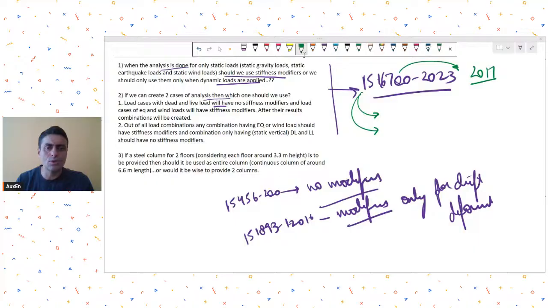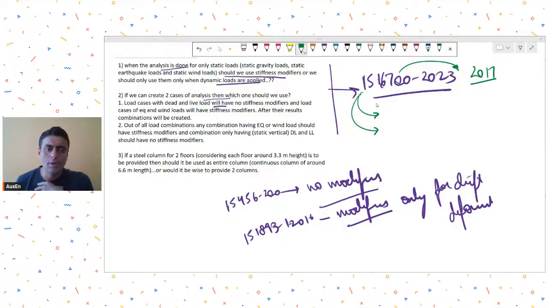source of confusion in the minds of engineers, because if you refer to the 2017 version, it said modifiers for factored loads and unfactored loads. So it was a cause for great confusion. Has anyone referred to the 16700 2017 version? If you remember that old version of the code, it had two tables for modifiers. One was called modifiers for factored loads, the other was called modifiers for unfactored loads.